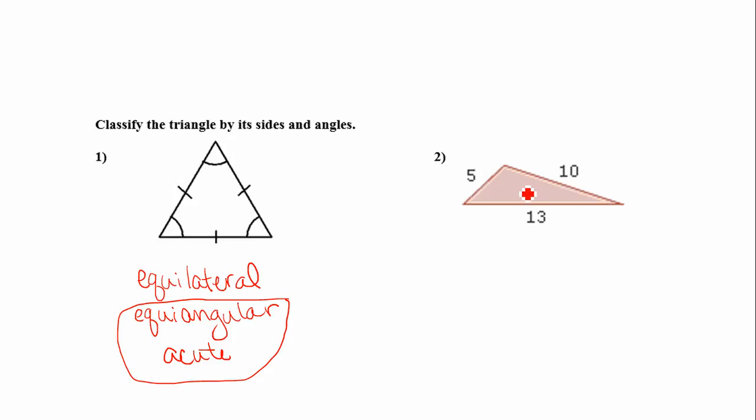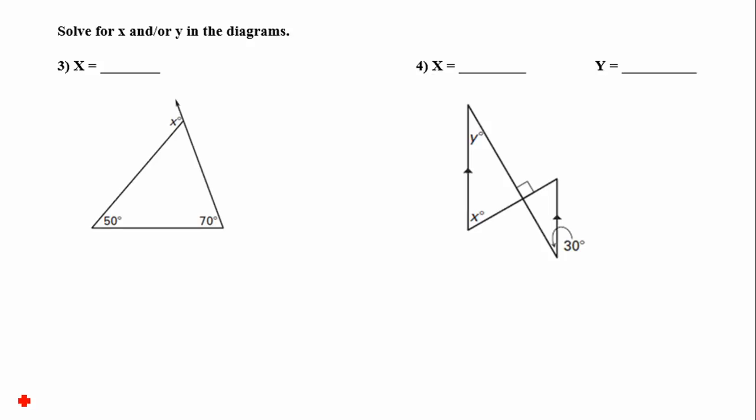So when we look at number 2 here, I'm seeing that all three sides are different, so that means he's scalene. And I'm also noticing that this angle right here appears to be larger than 90 degrees, so this would be an obtuse triangle. So make sure that you know your angle names and side names for the quiz tomorrow. And now let's get into some of that solving for x.